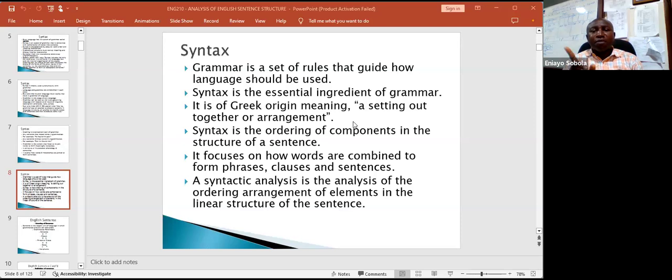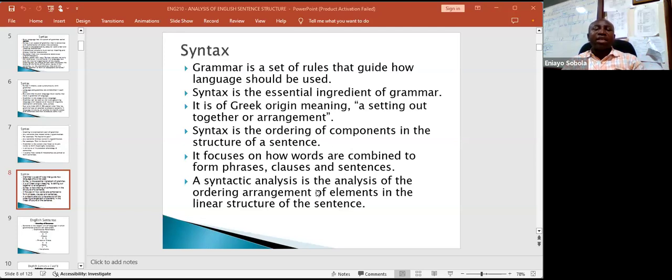Syntax is an essential ingredient. From Greek origin, syntax means a setting out together or arrangement. How we arrange things, set them together. So it's the ordering of component parts of the structure of a sentence, and it focuses on how words are combined to form phrases, clauses, and sentences. How you arrange the words to form phrases, clauses, and sentences. Because if you don't master the organization and the combination, there might be some issues.